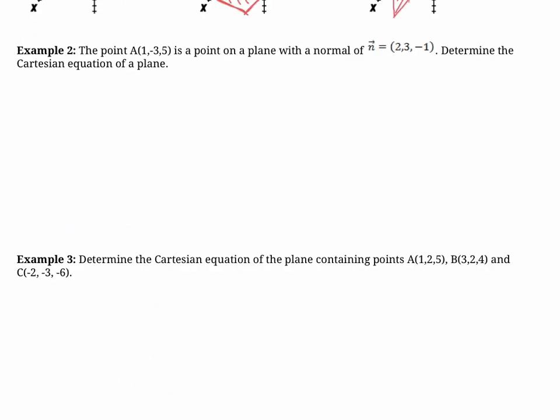So the next question has us come up with the Cartesian equation. And the Cartesian equation, recall, is just ax plus by plus cz plus d equals 0. Now look at what we're given in the question. What is this thing? It is the direction vector of the normal. And if you remember, the normal is just the a, b, and c values in our equation. So let's start by plugging that in. We know a is going to be 2.